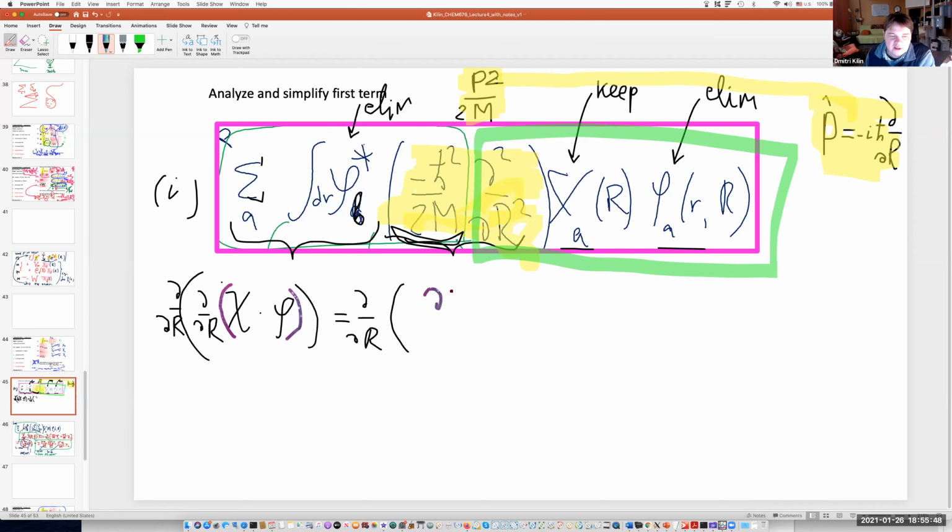Okay. d chi over dR times phi unchanged, right? Plus the derivative of phi times chi times d phi over dR. So I'm trying to be careful and not change the order of the functions. Now I'm going to practice this product rule once again for each of these terms. So you have a product of two functions.